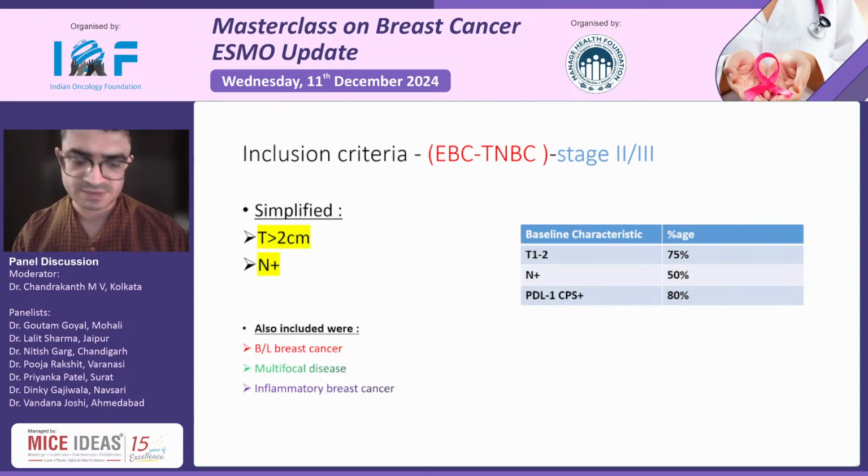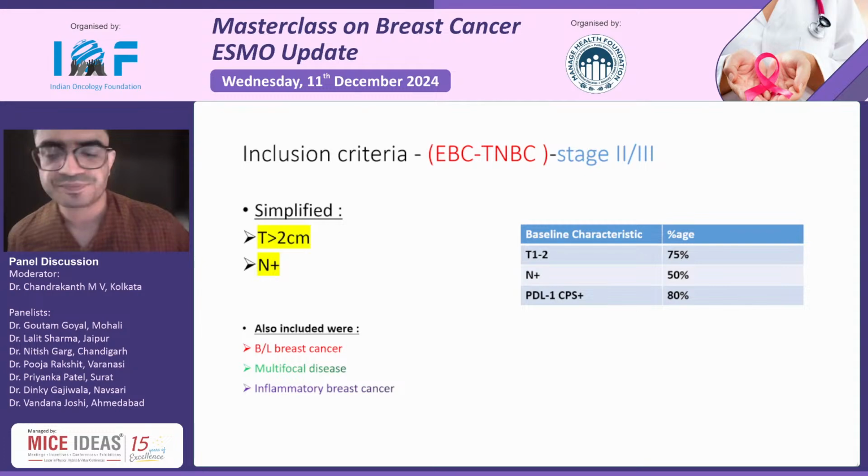So I will start with Dr. Gautam. Sir, what do you think, even a node negative tumor, would you still offer a 522 based regimen? And what about platinum in triple negative in the neoadjuvant setting?